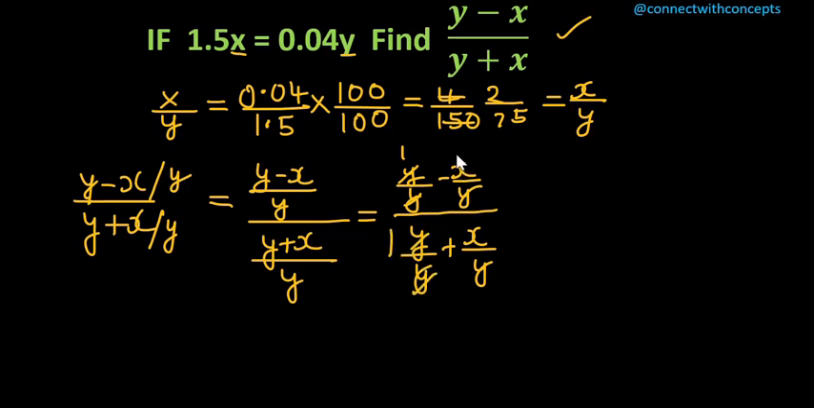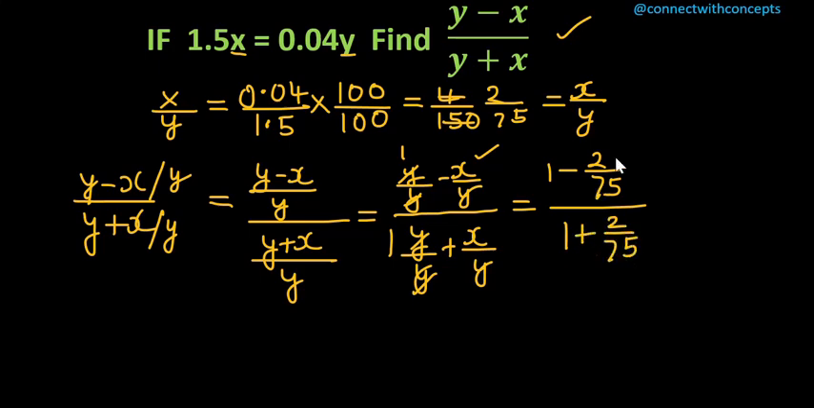And see, I wanted something of the sort x over y. Here also I got x over y and I know the value of x over y. So now I am in a position to simplify this expression. Finally I get 1 minus, inputting the value of x over y as 2 over 75 here, and also in the denominator 1 plus 2 over 75.